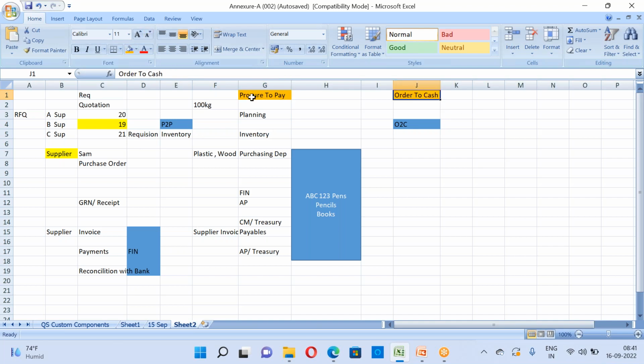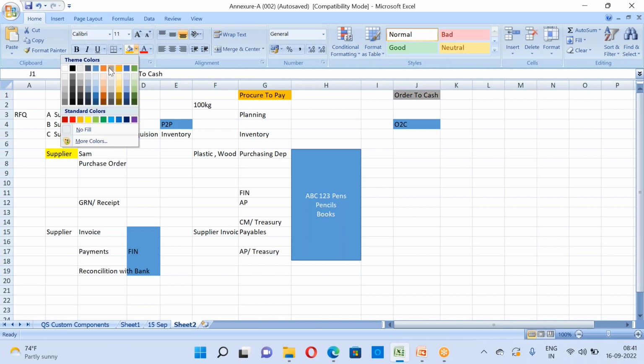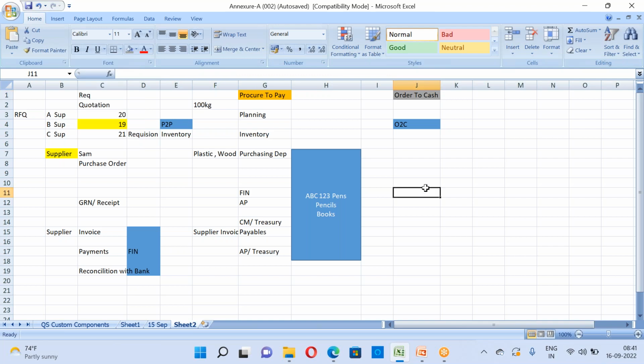If everyone is clear on procure to pay, I think we can jump into the other flow quickly, because we are also running out of time. Okay, hope the P2P is clear. So, order to cash.